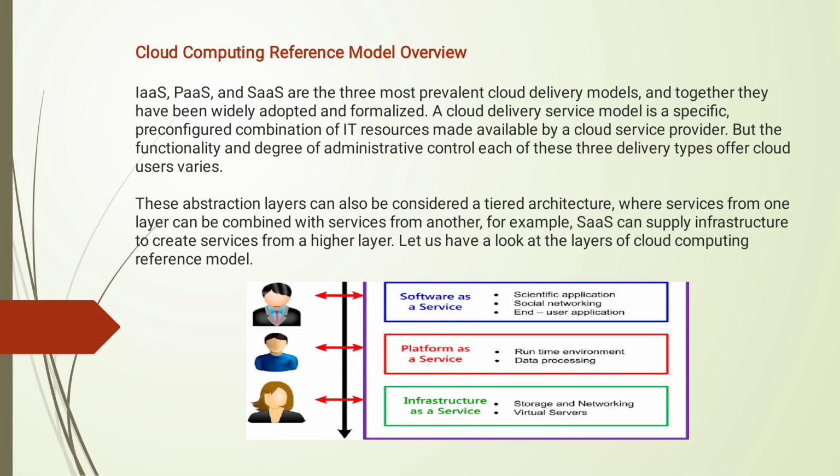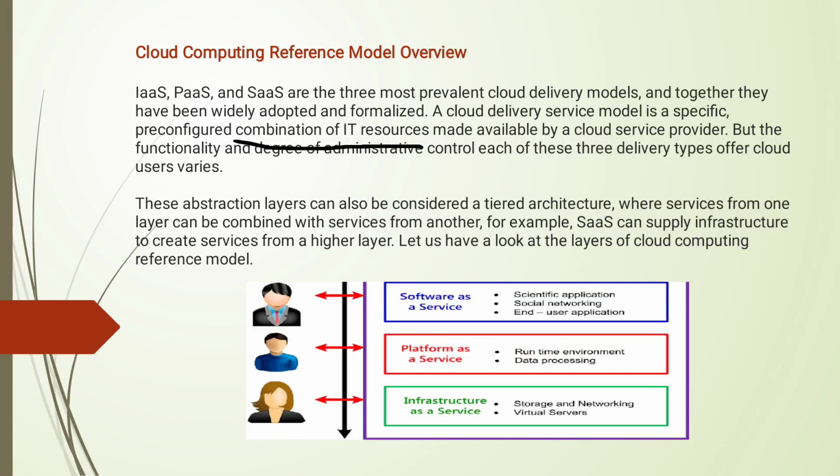The cloud computing reference model overview. Infrastructure as a service, platform as a service, and software as a service are the three most relevant cloud delivery models, and together they have been widely adopted and formalized. A cloud delivery service model is a specific pre-configured combination of IT resources made available by a cloud services provider. But the functionality and degree of administrative control that each of these three delivery types offers a cloud user varies.